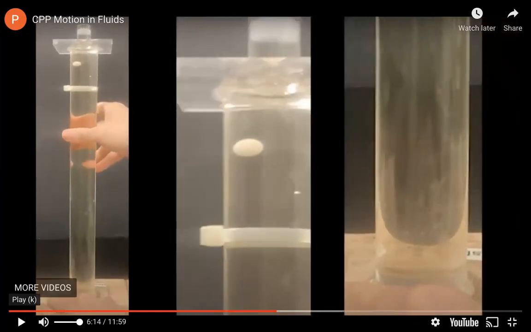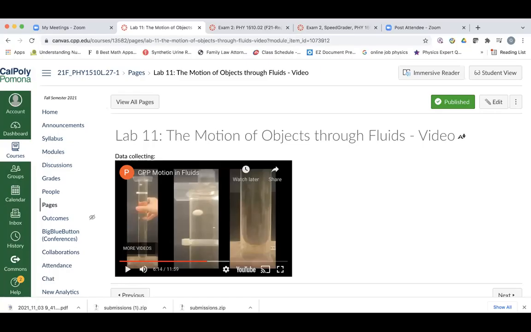Would anybody like to share their data with us? What is the time they have recorded for the plastic marble? 50.02, okay. And I got another 50.19. I got 50.35. So every time you record, it will be slightly different, and that's totally normal.